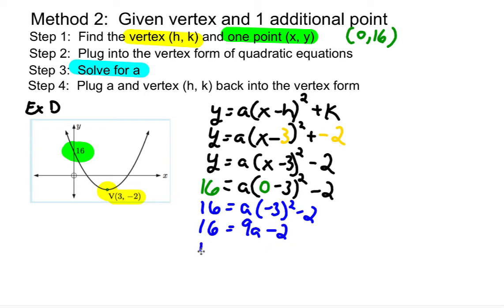We're going to add 2 to each side. So that gives us 18 is equal to 9a. I'm going to divide each side by 9, so 18 divided by 9 is 2. So I know my a is 2.